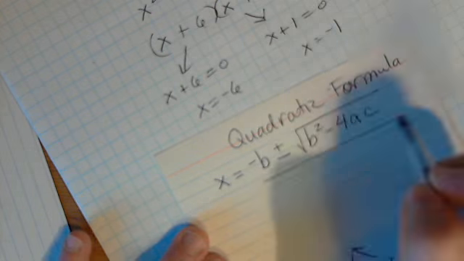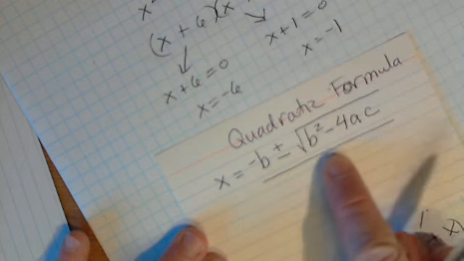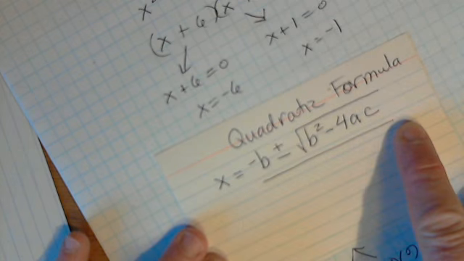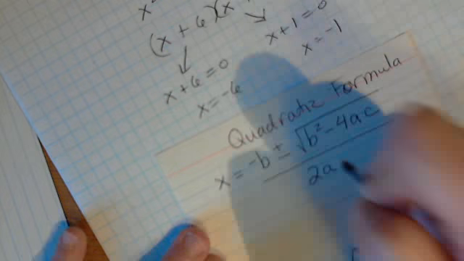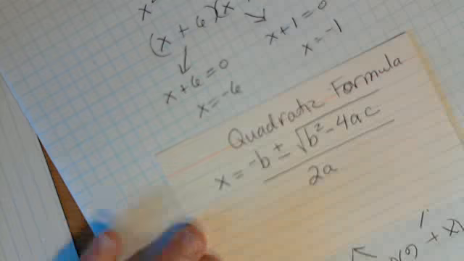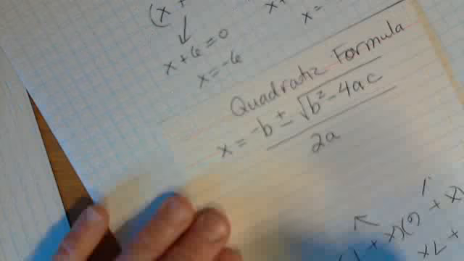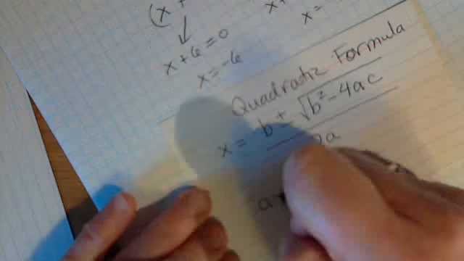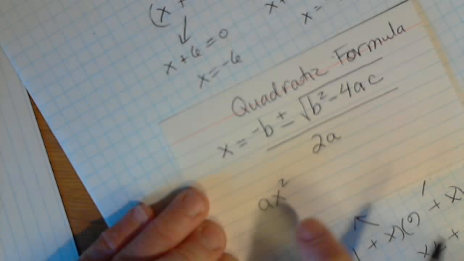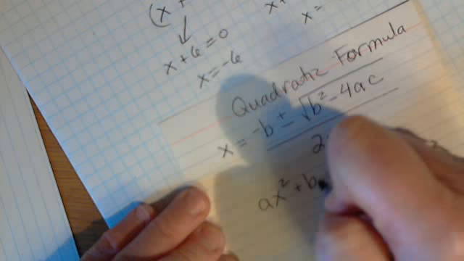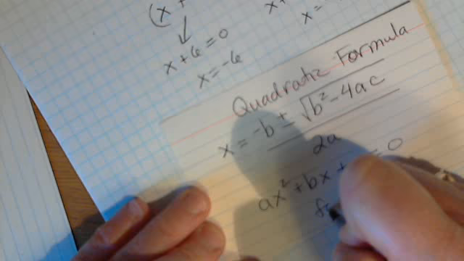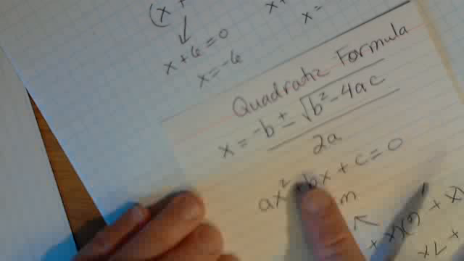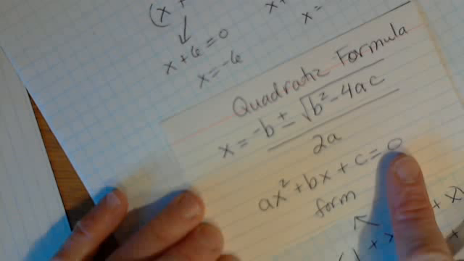all over 2 times a on the bottom. Notice how the quotient bar stretches from underneath the opposite of b all the way to the end of the square root sign. This formula will only work when your equation is put into this form: ax squared plus bx plus c equals 0. This is the form your equation has to be in before you get started.